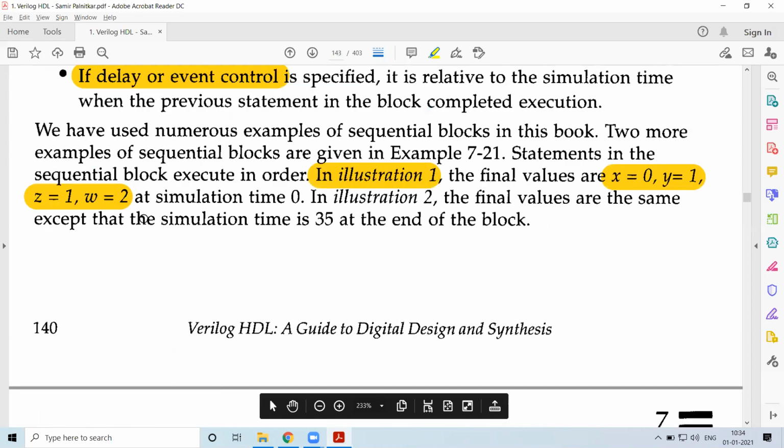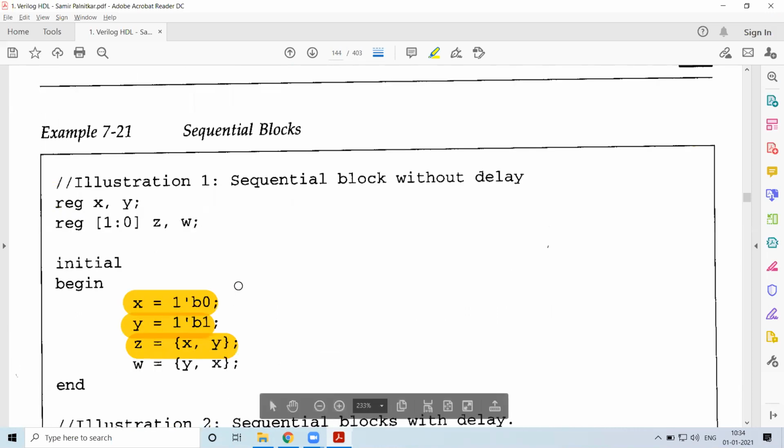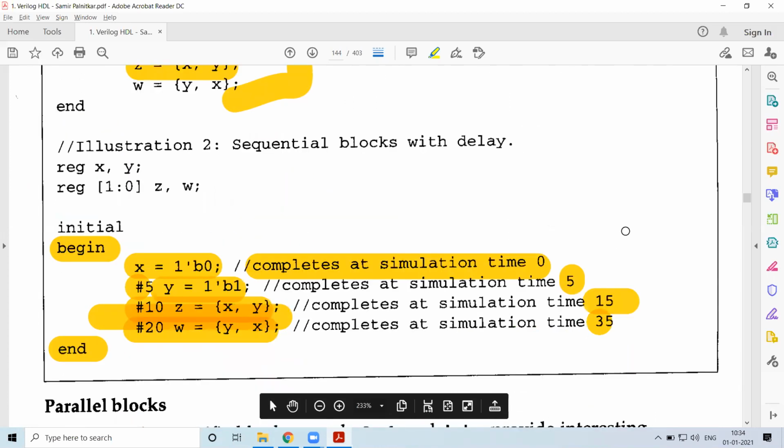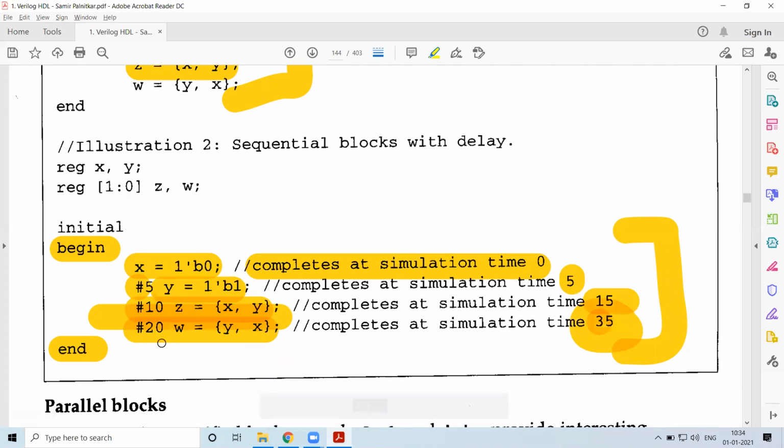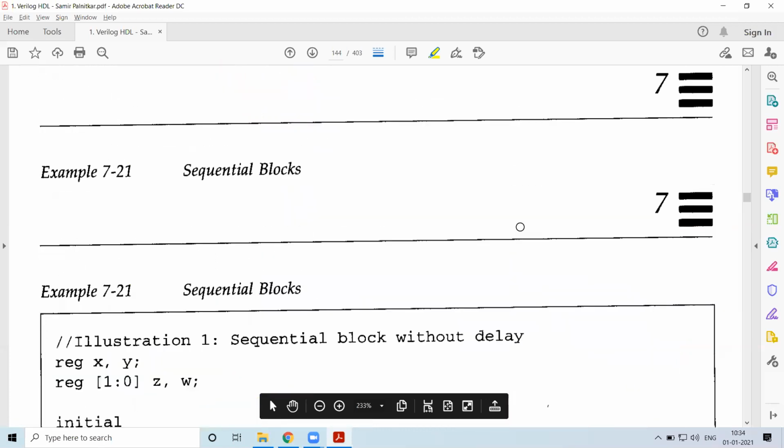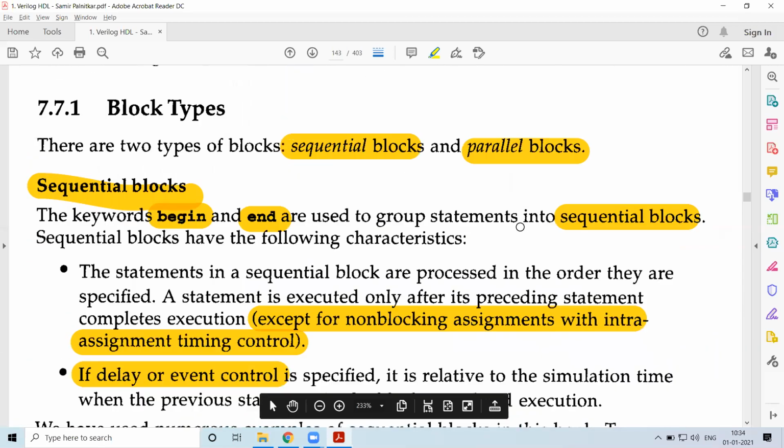So at 0 time unit, the values will be in this form, and the simulation will be executed at 0 time unit. The execution will be completed at 0 time unit, and the same values will be available for this one, but the execution will consume around 35 units because of the delays you have specified. So this is pertaining to sequential blocks.